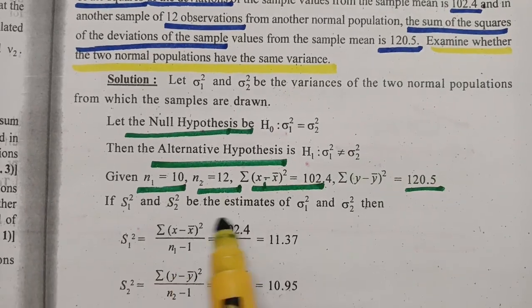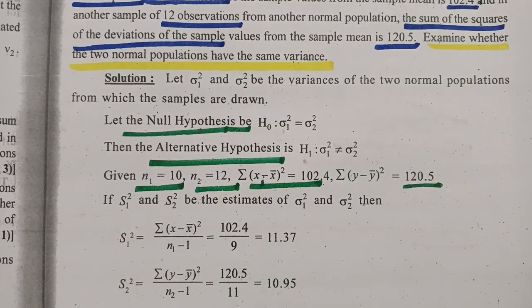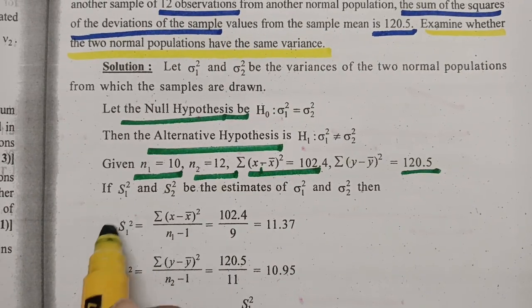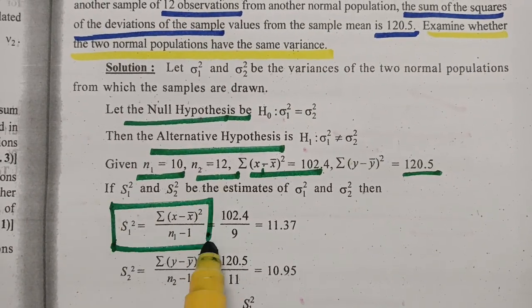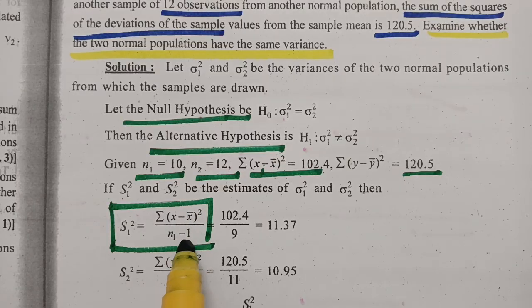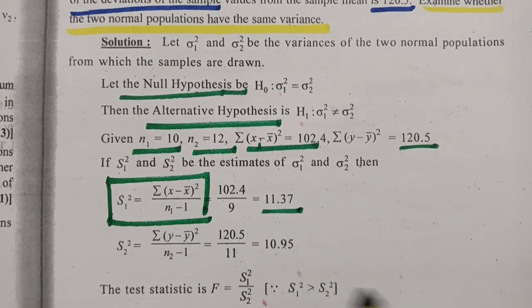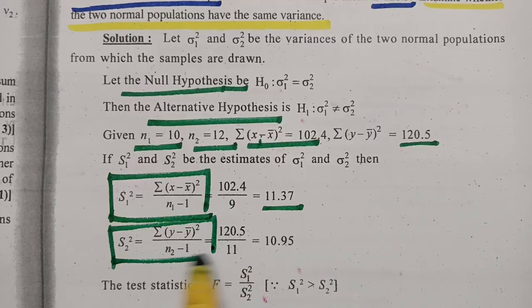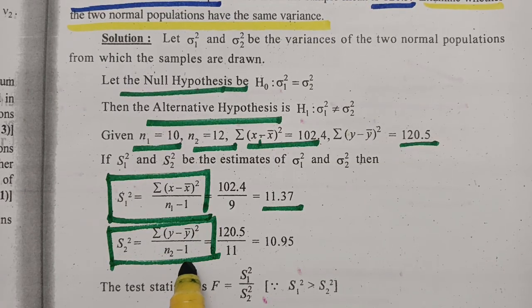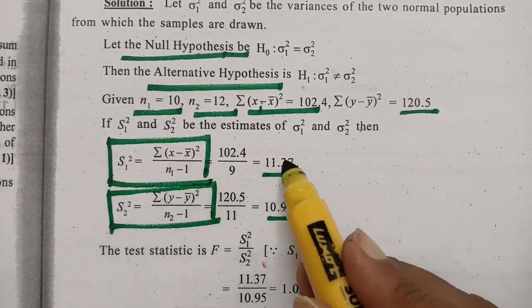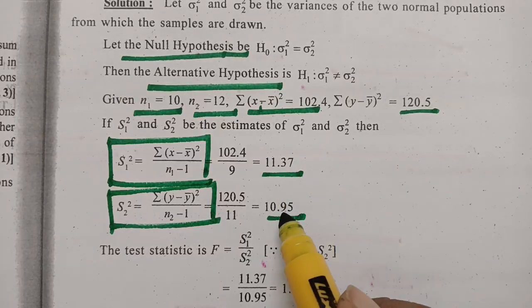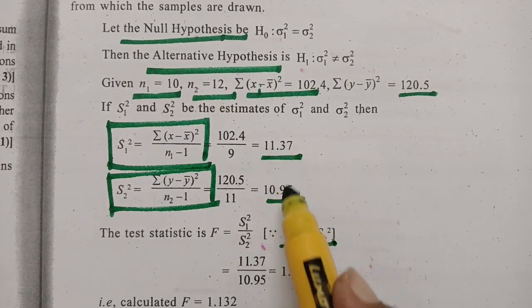If S1 square and S2 square are the estimates of sigma 1 square and sigma 2 square, here is the formula: S1 square is equal to sigma xi minus x bar whole square by n1 minus 1. So the first one is 102.4 by 10 minus 1, which is 9. This is 11.37. And S2 square is equal to sigma yi minus y bar whole square by n2 minus 1, that is 120.5 by 12 minus 1, 11. The value here is 10.95. So which is greater? Clearly, S1 square is greater than S2 square.